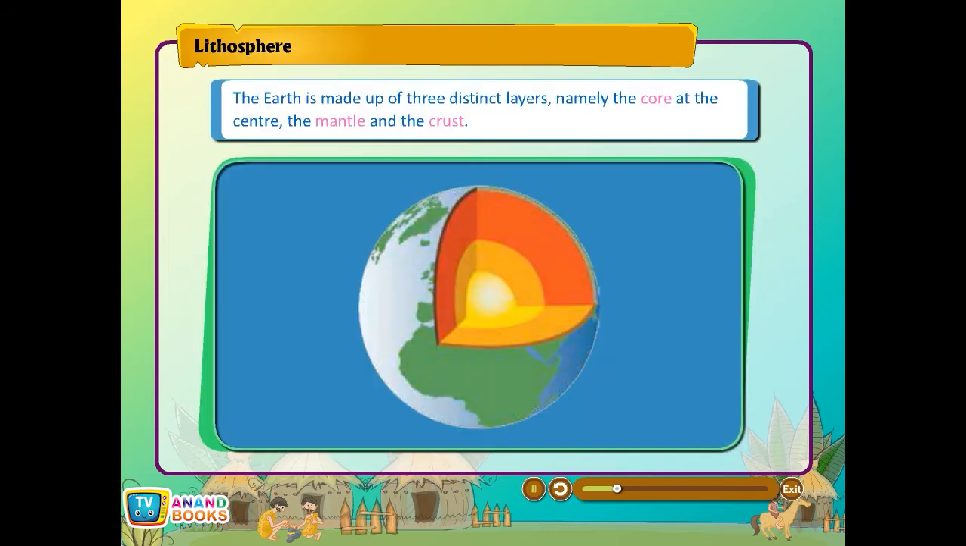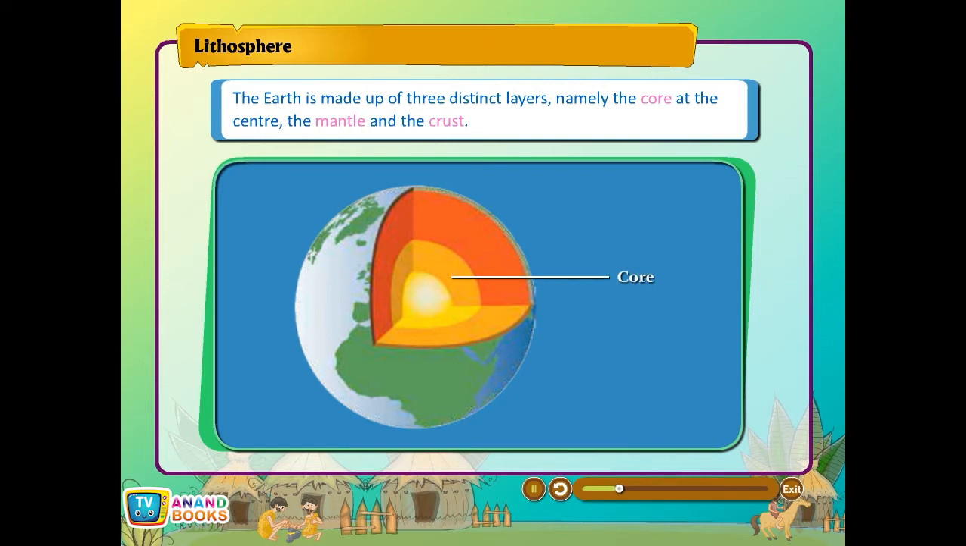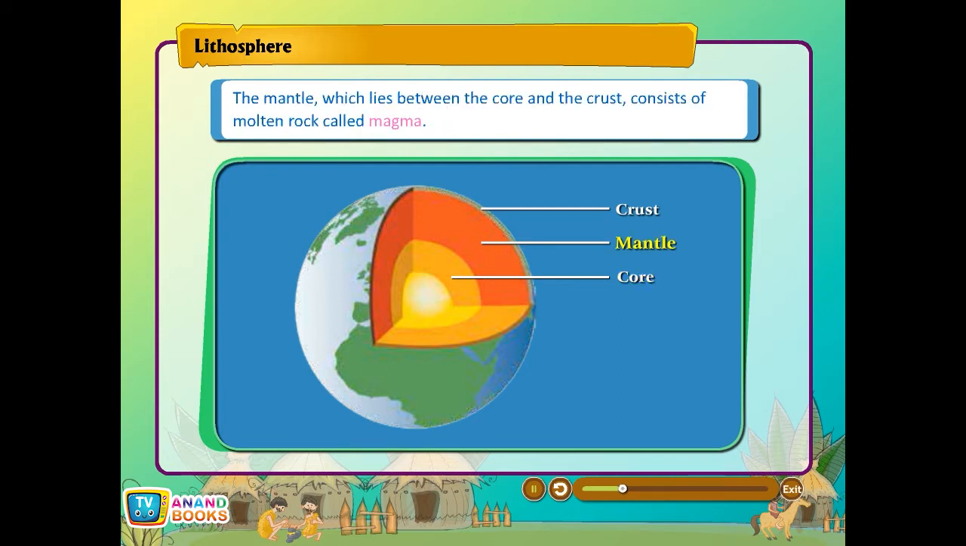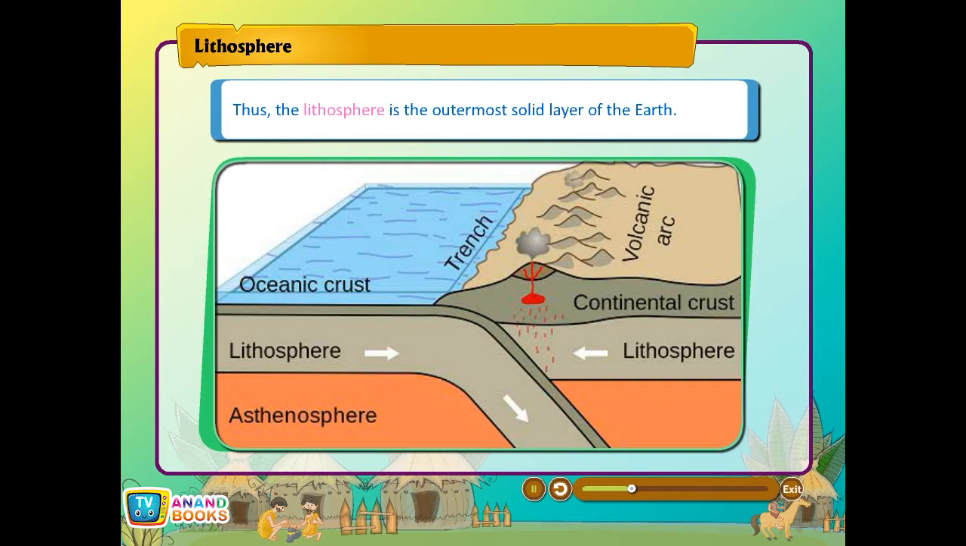Lithosphere. The earth is made up of three distinct layers, namely the core at the center, the mantle, and the crust. The core is made up mostly of iron. The mantle, which lies between the core and the crust, consists of molten rock called magma. The crust is the thin, hard outer layer that floats on the magma or the mantle. It is the upper part of the mantle and the crust that make up the lithosphere. Thus, the lithosphere is the outermost solid layer of the earth.